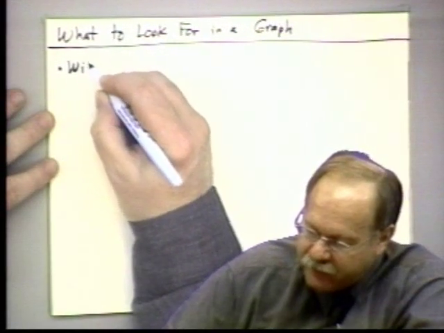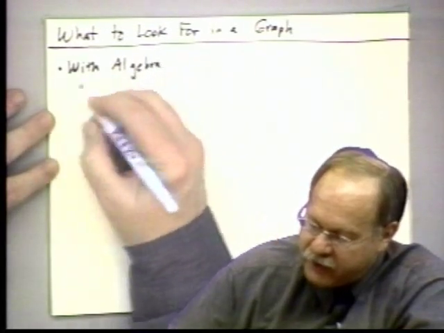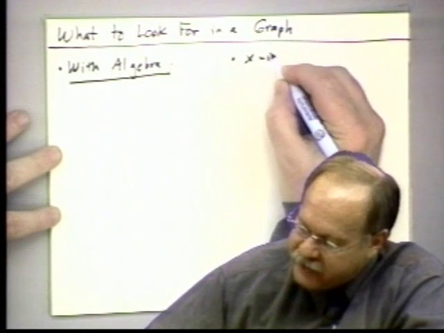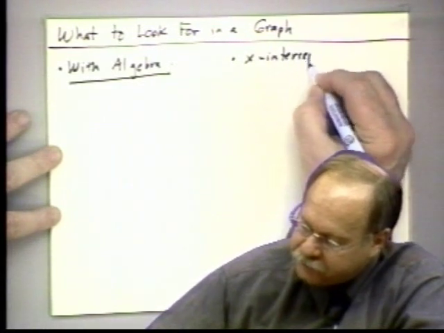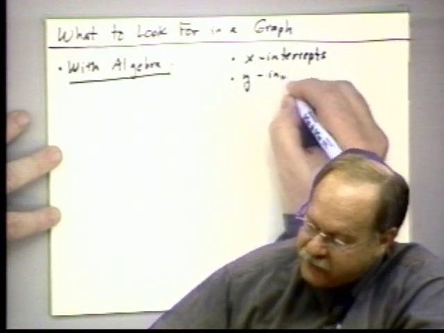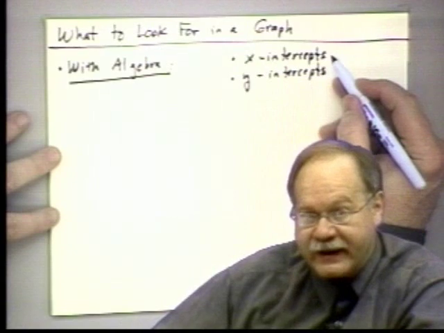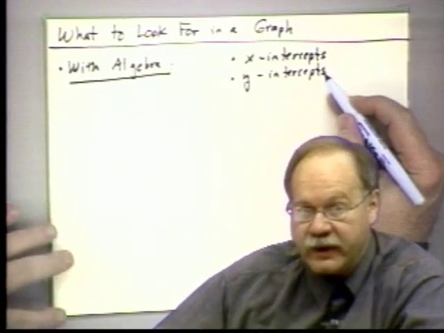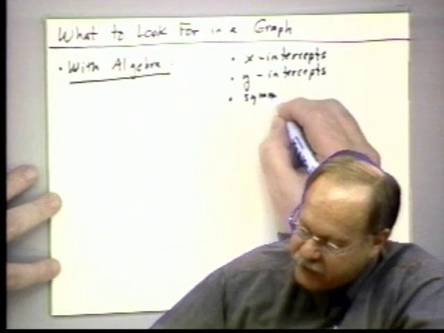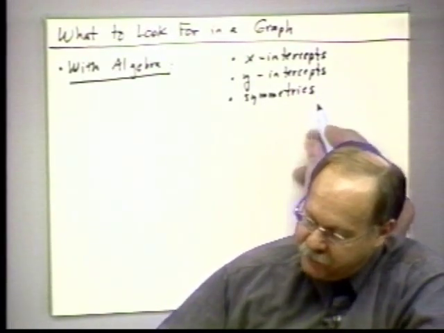First of all, with only algebra, here are some things you can find out about a curve. You can find out its x-intercepts. That's strictly algebraic. You can find out its y-intercepts. The x-intercepts being where it crosses the x-axis and the y-intercepts being where it crosses the y-axis. You can also check on its symmetries if that is of interest to you, strictly by algebra.